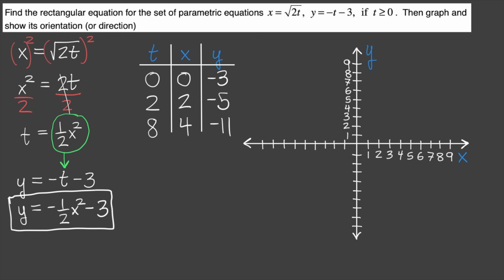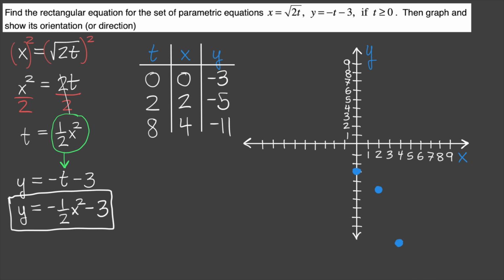So let's go ahead and graph. Our first point is 0, negative 3, and that will be right down here. We'll start at 0 and go down 3, so right there. Next point is 2, negative 5, so we go right 2, down 5. So that's right there. And the next is 4, negative 11. So we go right 4 and then down 11. This is negative 9, so 4, negative 11 is probably about right here, we'll say.